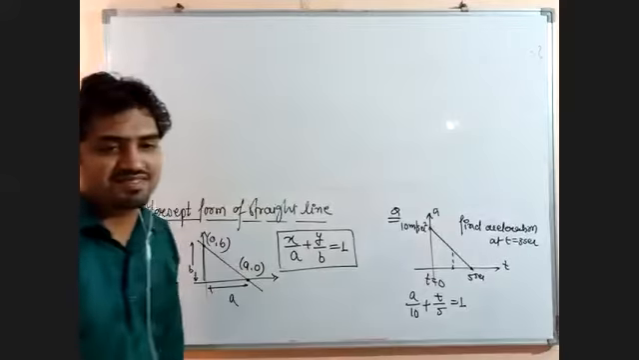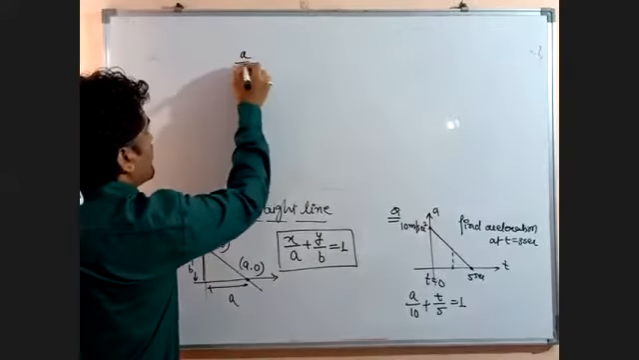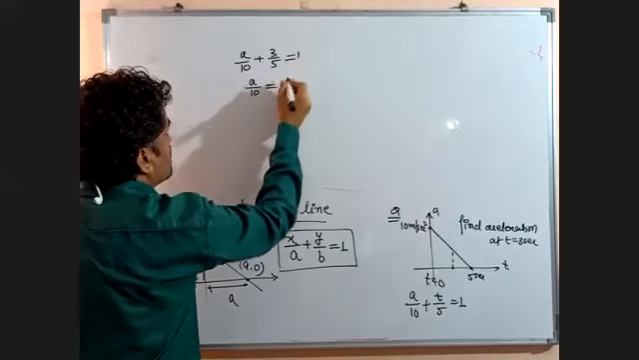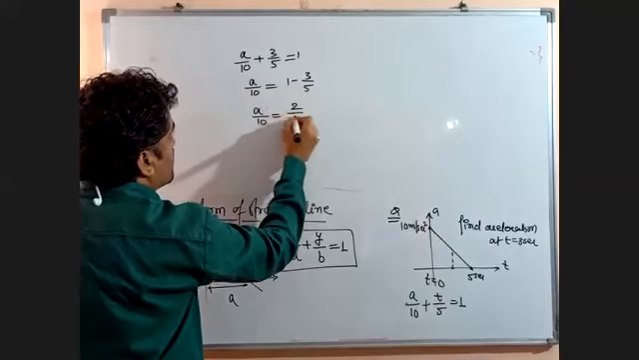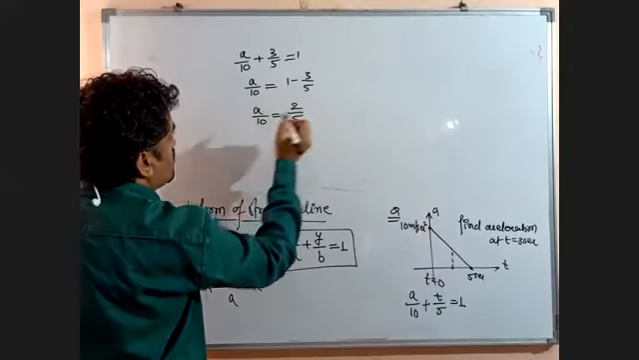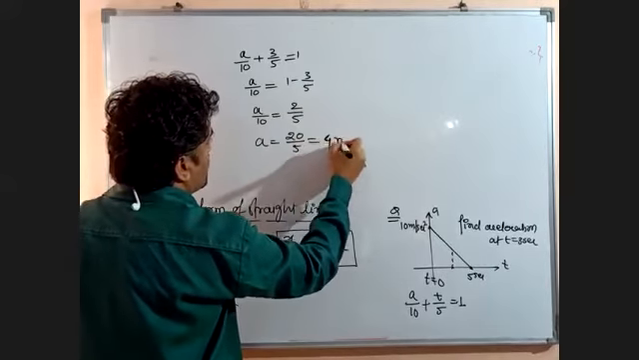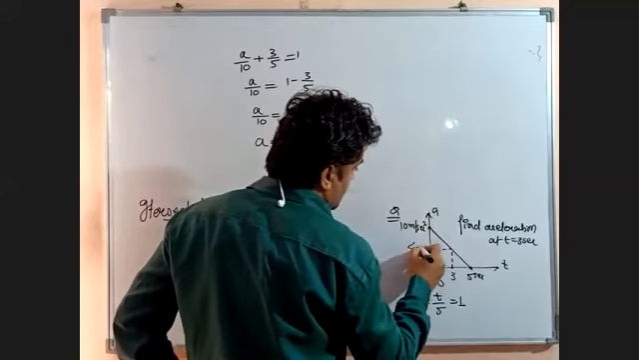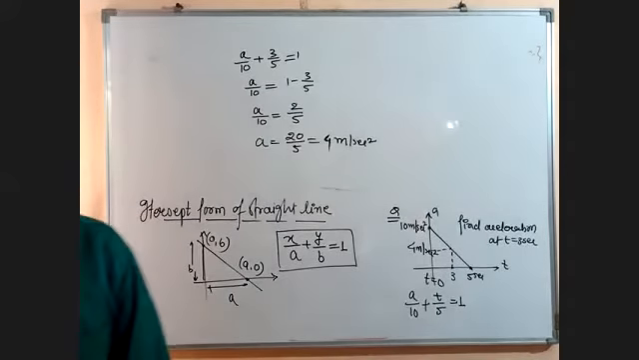It should not be minus. It should be positive. So a/10 plus t/5 equals 1. So a/10 is equal to 1 minus 3/5. So a/10 is equal to 2/5. It will be 5 minus 3, 2/5. So a is equal to 20/5, which is 4. It is 4 meter per second square. So at t equal to 3, acceleration is 4 meter per second square. Okay. Please note it down.